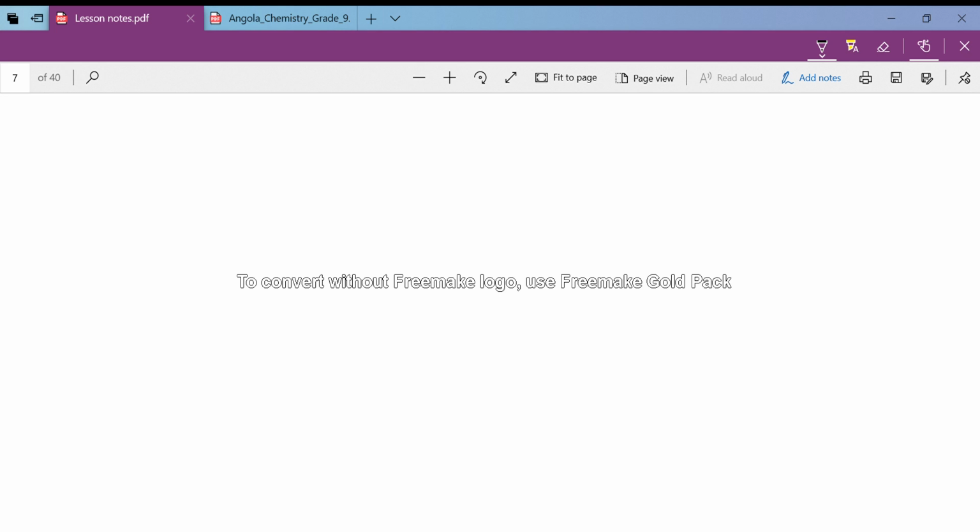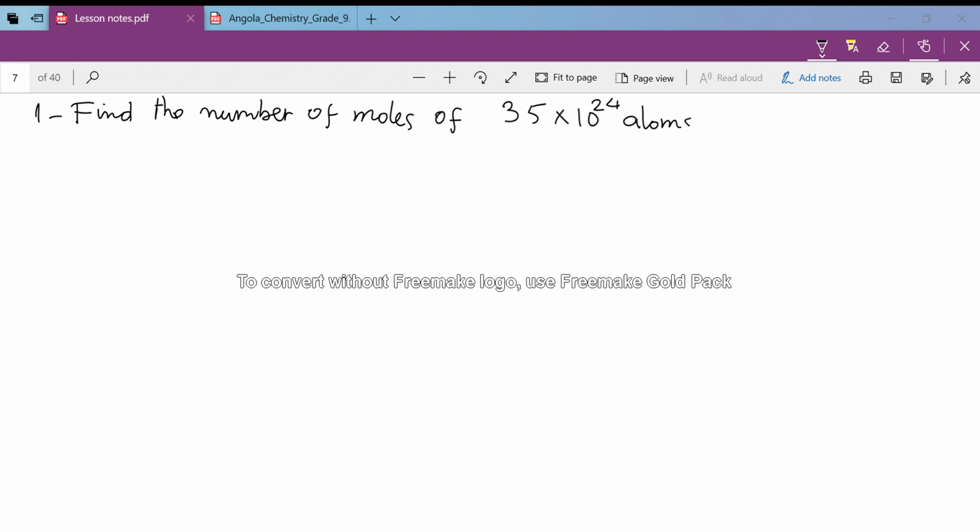So, exercise 1. Find the number of moles of, let's say, 3.35 times 10 to the power of 24 atoms of hydrogen. So how many moles of atoms do we have?